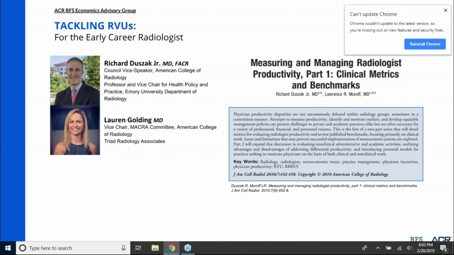Okay, so without further ado, our two faculty members who are joining us to discuss the article: Dr. Duzak, Council Vice Speaker of the American College of Radiology and Professor and Vice Chair of Health Policy and Practice at Emory, and also Dr. Lauren Golding, Vice Chair of the Macro Committee at ACR and with Triad Radiology Associates. Dr. Duzak, will you give us a little background of what your background is with RVUs and why you wrote this article, and just an intro?